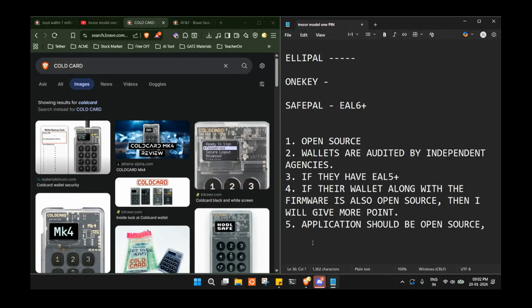So Shivam, can you add the SeedSigner to the list also? SeedSigner is definitely a top-notch one. Why? Because it is a DIY. You can also make your own SeedSigner and use that. But the problem is, you have to be technical enough to use the SeedSigner.